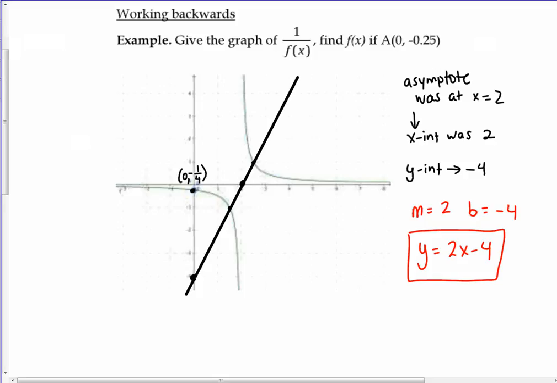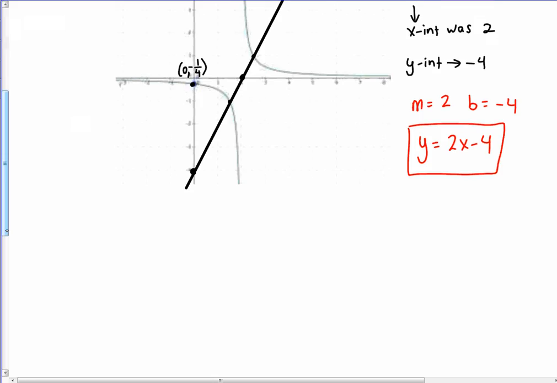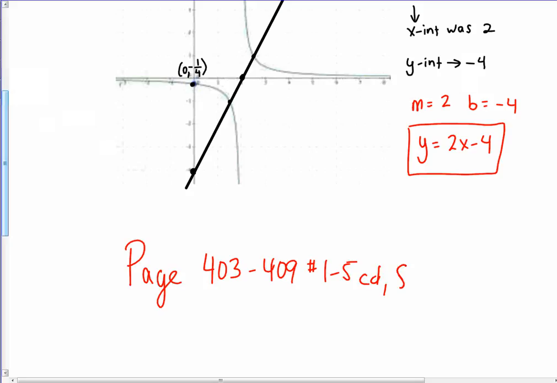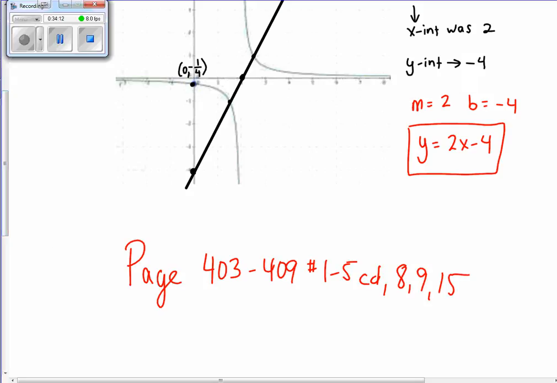Good times? Okay, before we go over your quiz, let me just write down the assignment. If you need graph paper, there is some graph paper on the front table. The assignment is page 403 to 409, 1 to 5 CD, 8, 9, and 15. Okay?